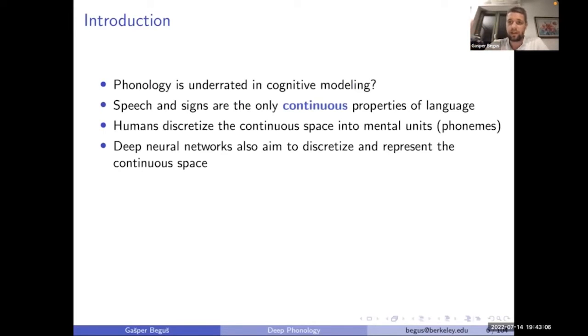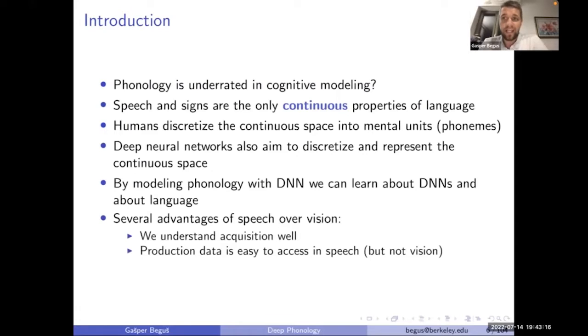If you have a picture and a convolutional classifier, it needs to take some continuous space and discretize it. And we understand how people do that quite well. And I'm claiming that by modeling phonology, not only can we learn something about phonology with the deep neural network, we can also learn something about how deep neural networks themselves learn internal representations. And there are several advantages of taking speech for that task.